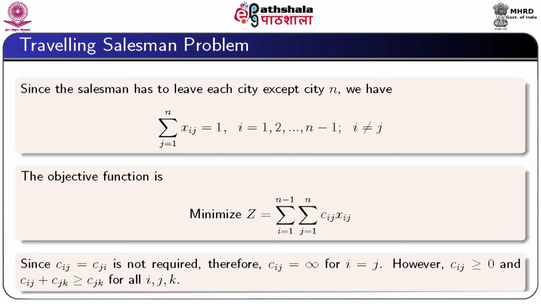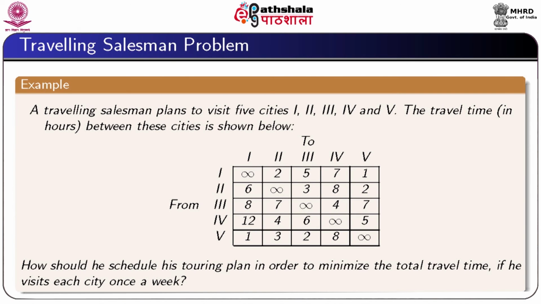However, Cij is greater than or equal to 0, and Cij plus Cjk should be greater than or equal to Cik. That means the cost of traveling from the ith city to the jth city and then the jth city to the kth city is greater than or equal to the cost of traveling from the ith city directly to the kth city. Now, let us consider an example and see how this traveling salesman problem can be solved by solving an assignment problem.